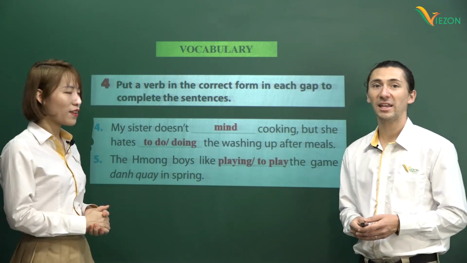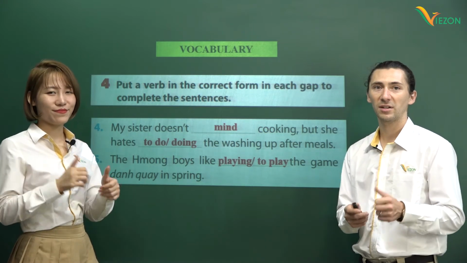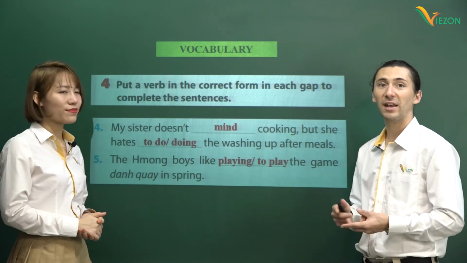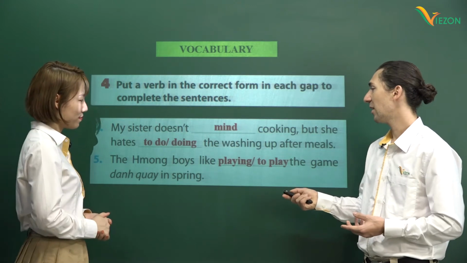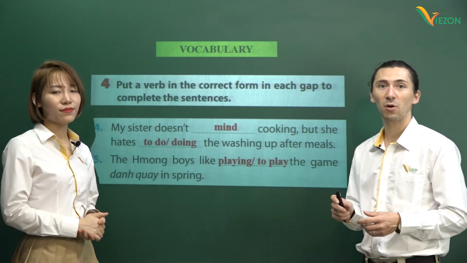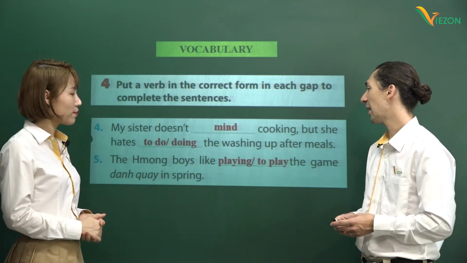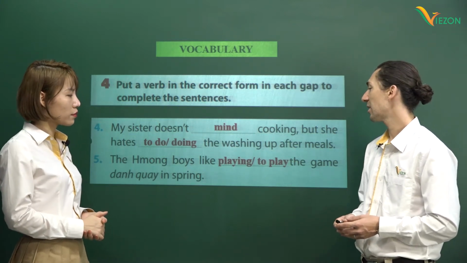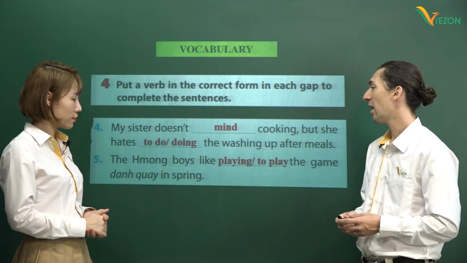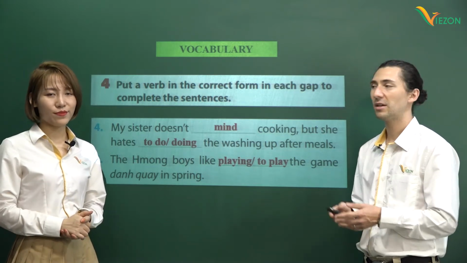If you said playing or to play, you are correct. So just like the verbs love and hate, if we have like, we can use both forms, the gerund or the to infinitive. So we can say, the Hmong boys like playing, or the Hmong boys like to play the game Dang Qua in spring.